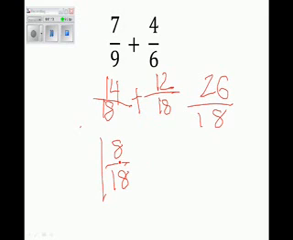The last thing I said is that we should always reduce the problem if possible. So that would be 1 and 4/9. And this is our final answer.